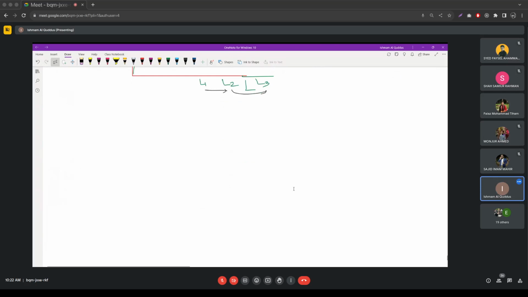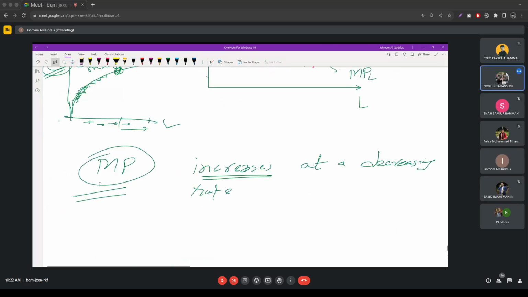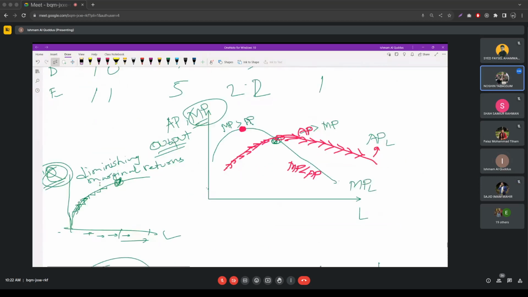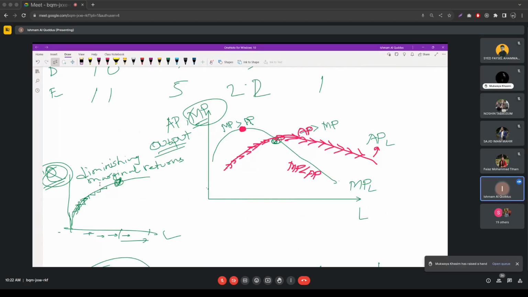Okay. Sir, can you show the first graph of APL and MPL? Yeah, this one. Okay, sir. বলেন। So I just wanted to see the markings. Okay. So now we have covered output so far, right?